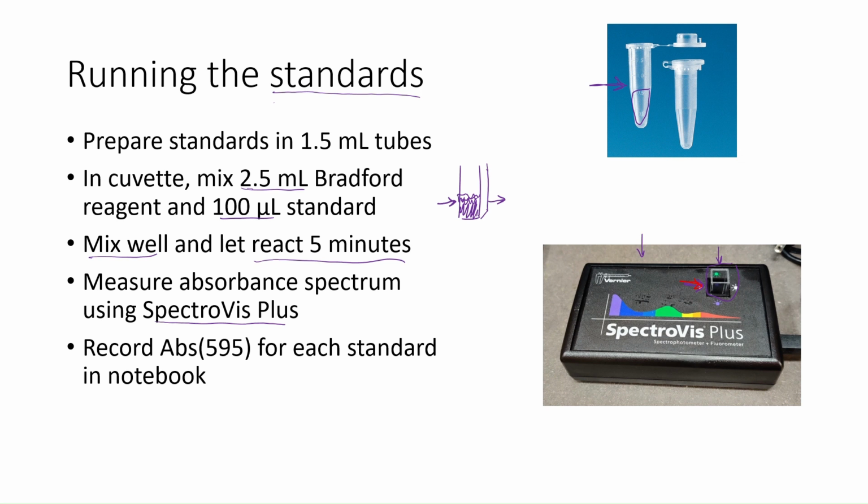Finally, once the SpectraVis takes the reading, it's going to generate a whole spectrum for you, and so you'll have to look through the list of absorbances at each wavelength and pick out the one closest to 595. You can record the absorbance at that wavelength. Sometimes the spectrum won't give you a reading at exactly 595. You might get 594.8 or 595.1. So just pick the closest one that you can find when you're recording that absorbance.